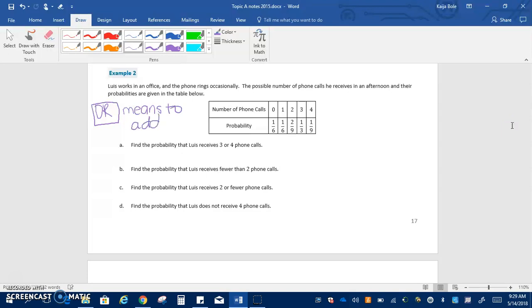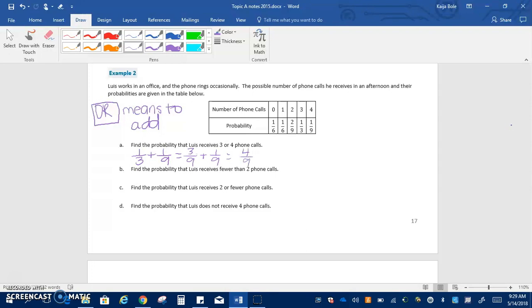Okay. So 3 or 4, so that means we're adding 1/3 plus 1/9. And remember, you need a common denominator to add fractions. So our 1/3 to become ninths would be 3/9 plus 1/9. And when we add those, we get 4/9.